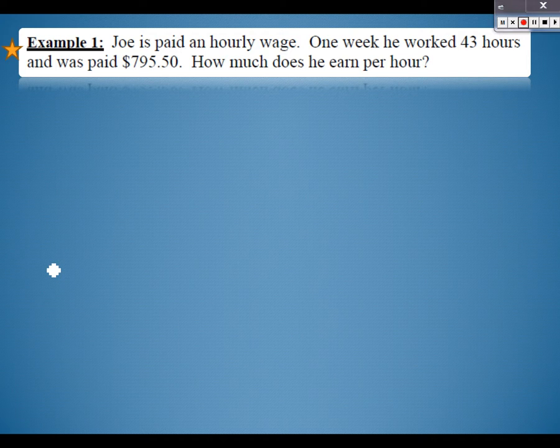All right, let's get back to Joe. He worked 43 hours. Let's first approach this without math. 43 hours, and he got $795.50. Would you say to Joe, man, you're raking it in? Or would you say, well, which would you say? And can you quantify it mathematically?